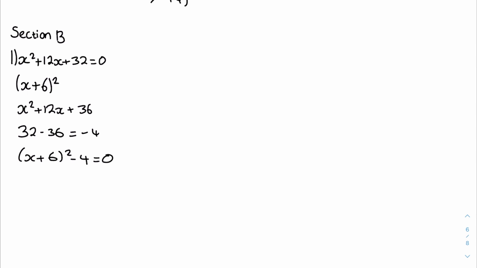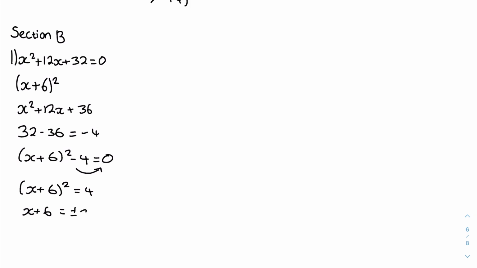We'll set that equal to 0, as we had before. We now want to solve it. So we're going to want to bring this minus 4 across by adding 4 to both sides. So we'll then have x plus 6 squared is equal to 4. We're now going to square root both sides, taking account of how the square root of 4 could be positive or negative.